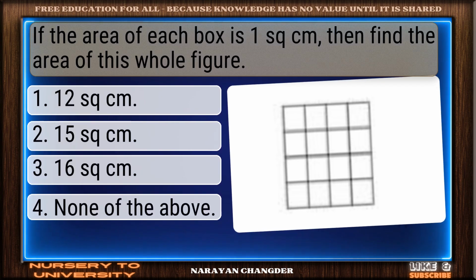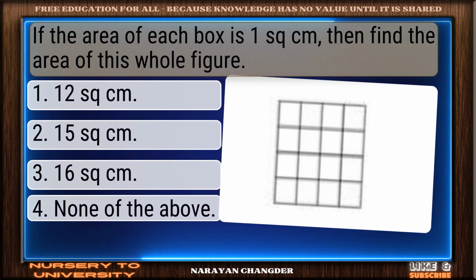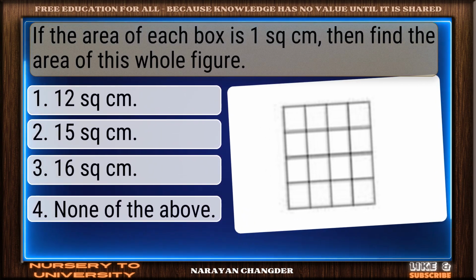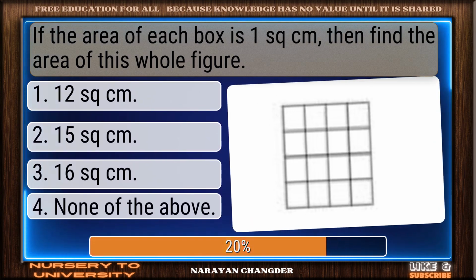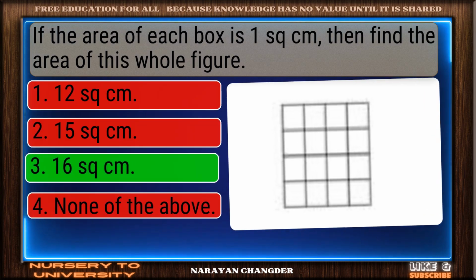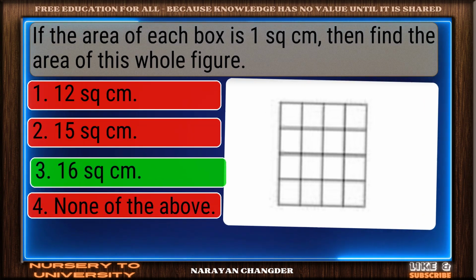If the area of each box is 1 sq cm, then find the area of this whole figure. Smart pick, 16 cm is the correct choice.